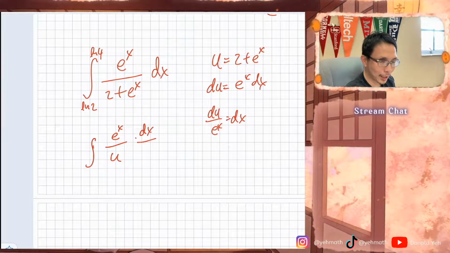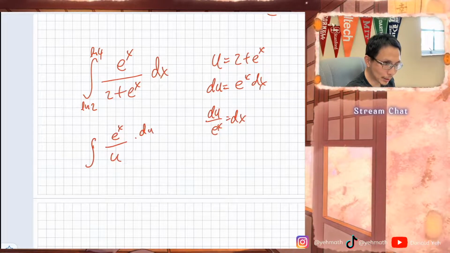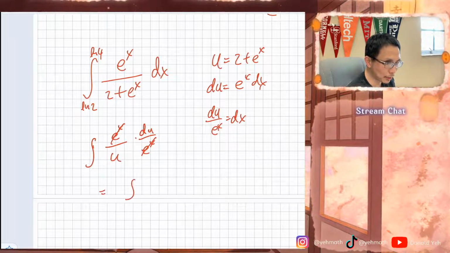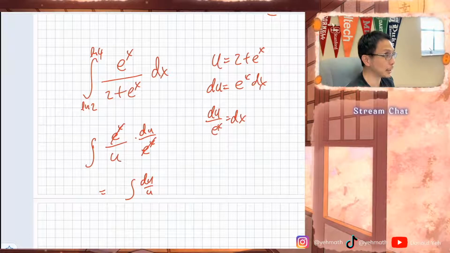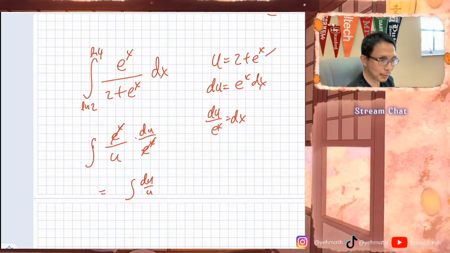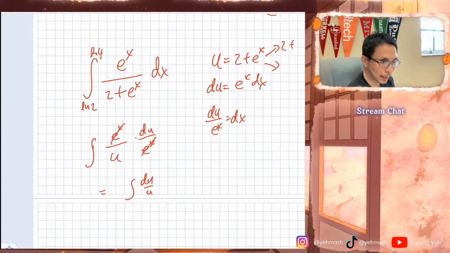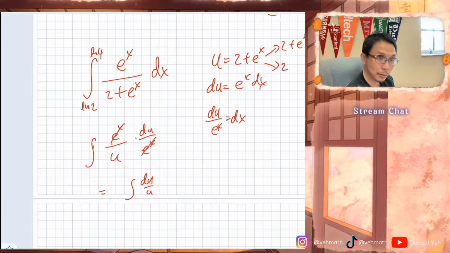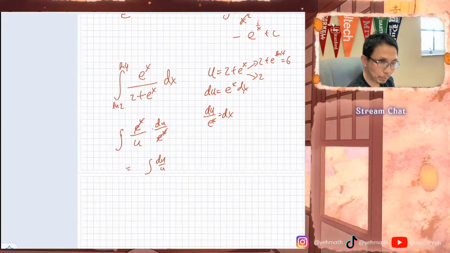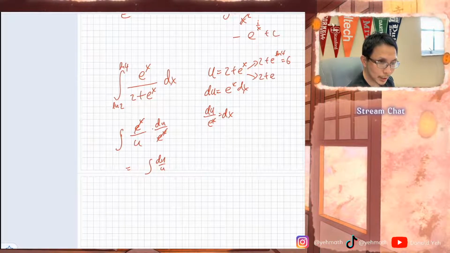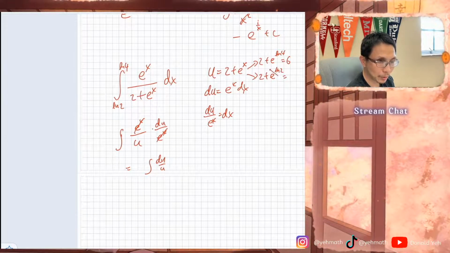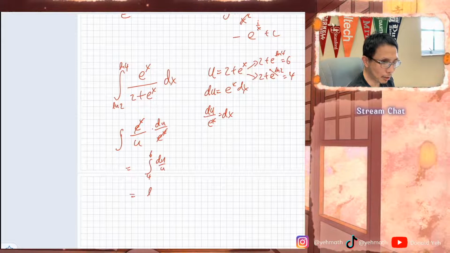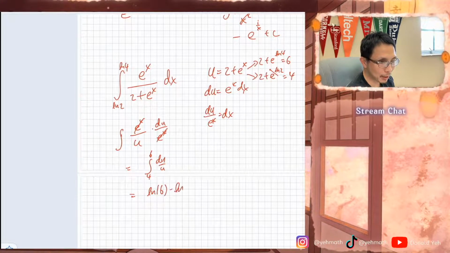Okay, du, so now it's going to be du over e to the x. Now e to the x is going to cancel out. So now I change that to du over u, but the boundary is still in terms of x. So then I'm going to sub in there 2 plus e to the ln of 4. Like 2 plus e to the ln of 2, that's equal to 4. So it'll be 6 to 4, and that's going to be ln of 6 minus ln of 4.